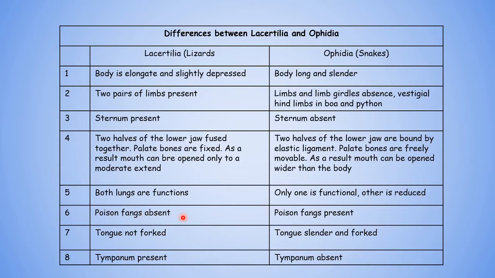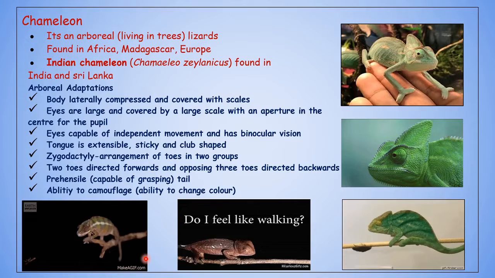Poison fangs are absent in the case of lizards, but poison fangs are present in the case of snakes. In lizards the tongue is not forked, but in snakes the tongue is forked. Tympanum is present in the case of lizards. Tympanum is absent in snakes because they do not have the capacity of hearing, but the auditory system is working in the case of lizards.